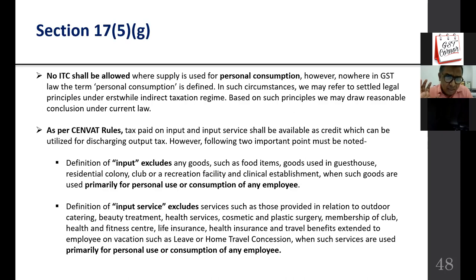So whether this provision of AC is in the furtherance of business or not, that would again be a very important thing to decide. Like in the case of SENVET rules, there were some excluded inputs, excluded goods such as food items, goods used in guest house, residential colony, club, etc. In case of input services also, they had given some restrictions, as we have seen in 17(5)(b) before. So similarly, if all these goods or services are being used for the personal use or the consumption of an employee, then in that case, the ITC will be blocked. If we discuss some practical examples, I think that will be more clear.